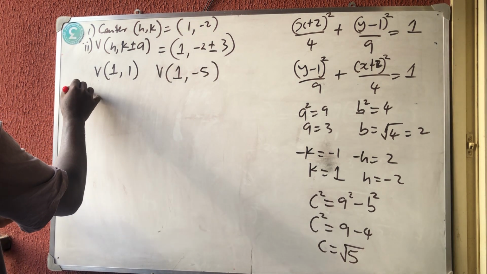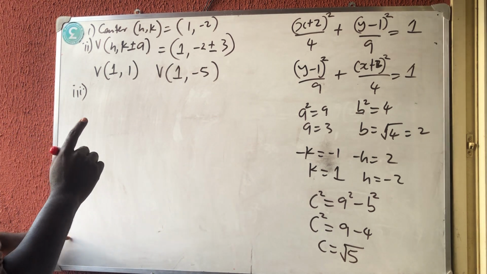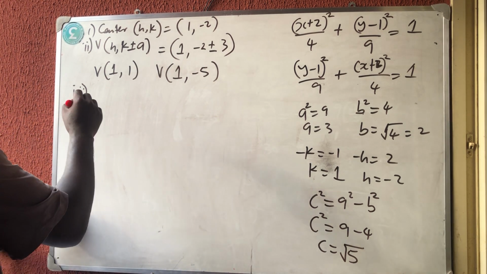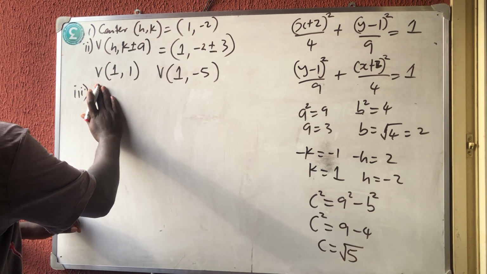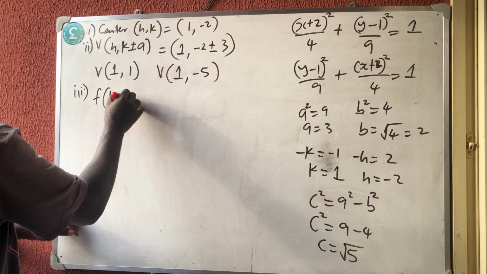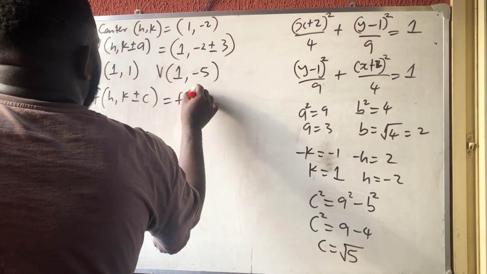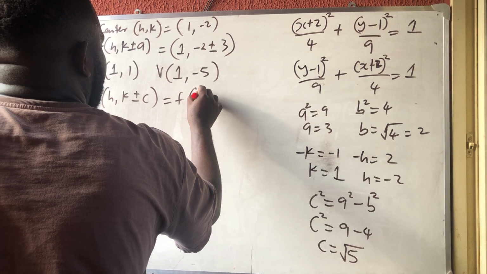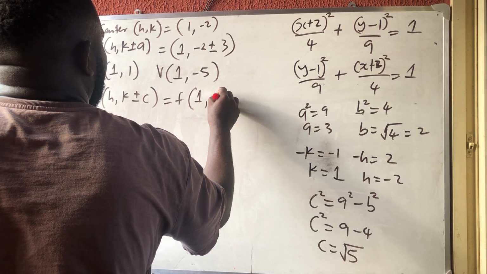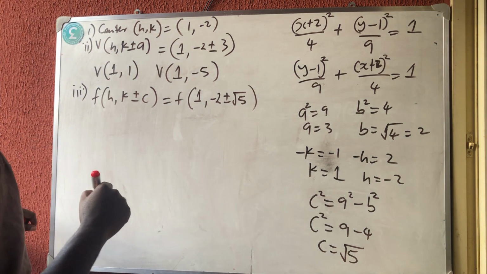So the next one is foci. For foci, there is c, and you're adding c to the side. It is parallel to the y axis. So F now is h comma k plus or minus c. Are you getting that? So F is 1 comma minus 2 plus or minus root 5. So you can separate it if you like.